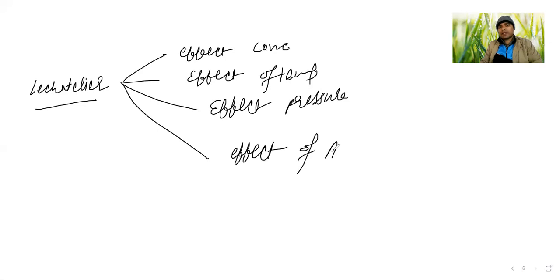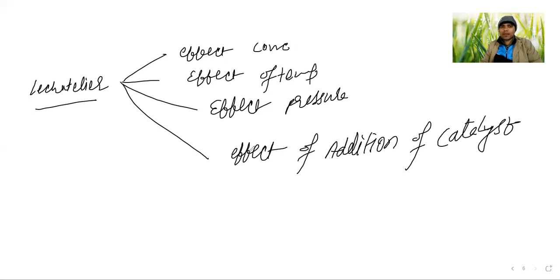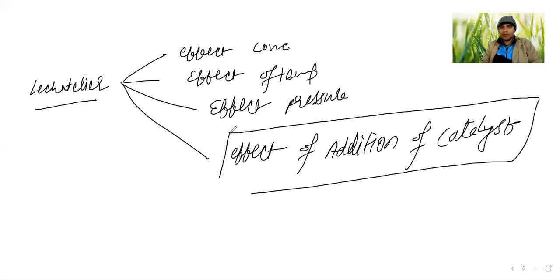the effect of addition of catalyst. Janab, what are catalysts? Can you please tell me? Sir, chemical enzymes. Very good. Chemical enzymes that combine to form another enzyme. Yeah, correct. They are chemical enzymes.